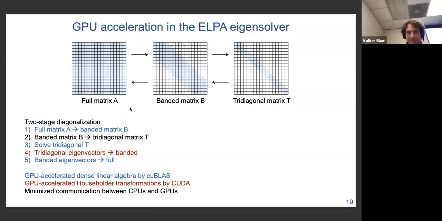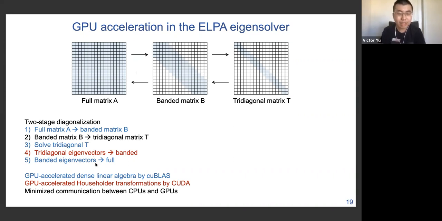So I've shown you this picture before. It shows how the two-stage ELPA solver works. The solution of an eigenvalue problem is carried out in 5 stages, and four of them have been ported to GPUs. The second stage is quite fast, so currently it is running on CPUs.